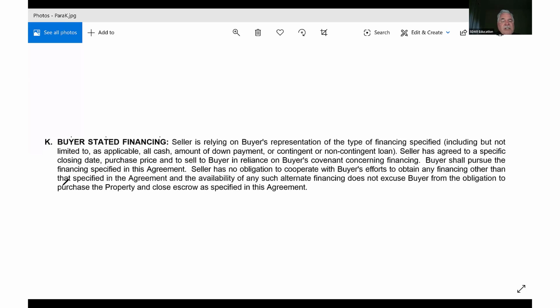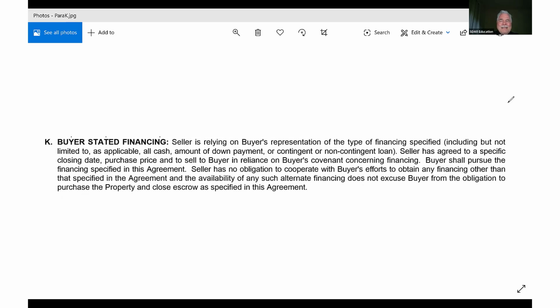So financing other than that specified in the agreement, and the availability of any such alternative financing does not excuse the buyer from the obligation to purchase property and close as specified in the agreement. So if the buyer says, I'm paying cash, and then goes and tries to put a loan on there, that's inconsistent with the contract, and this language says that it doesn't excuse the buyer. Or the buyer comes in and says, I'm getting conventional financing, and then tries to switch to VA, and then can't get VA, Stephanie, can't get the VA, then they need to go back and get the conventional loan, okay?